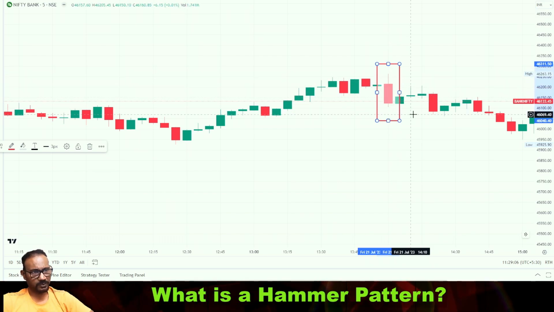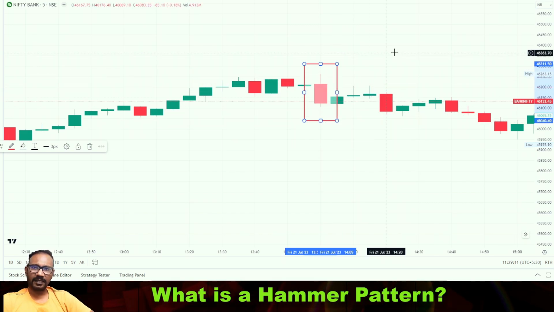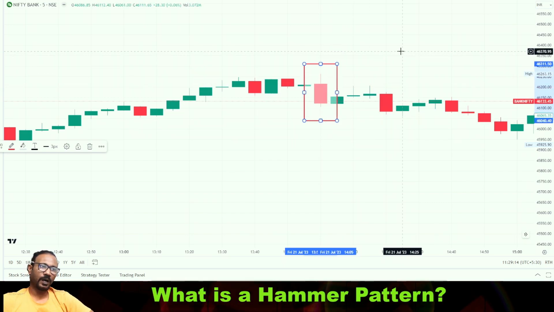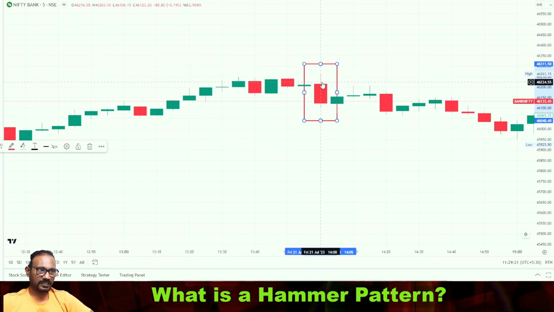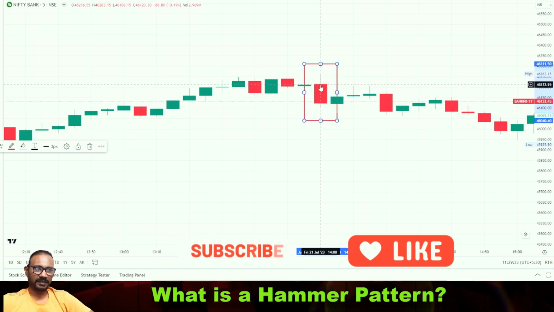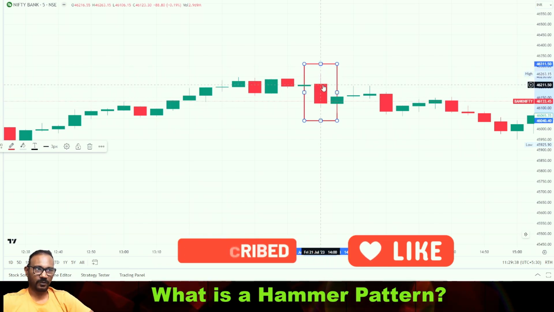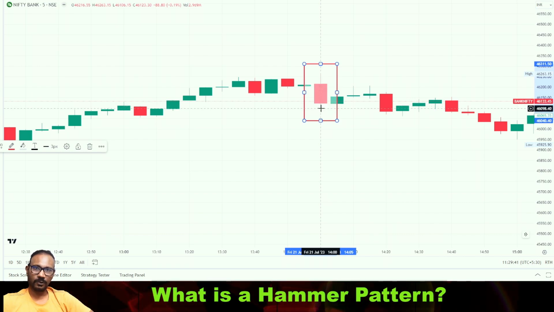If you see how to read a candle, it has four factors: open, close, high, and low. Obviously, you see that the candle opened here, and it went all the way down till here. Then it closed here. It also made a spike over here. Maybe it could have happened anytime, but basically it has made a high, open, close, and low.